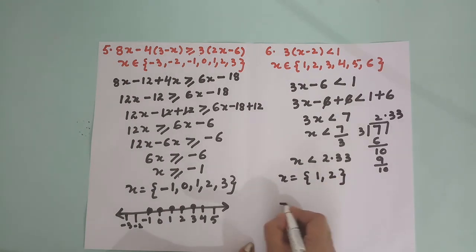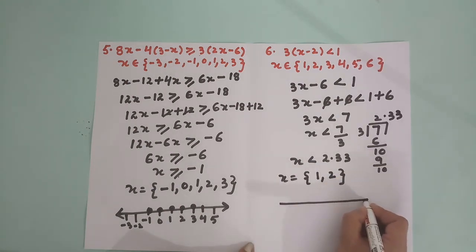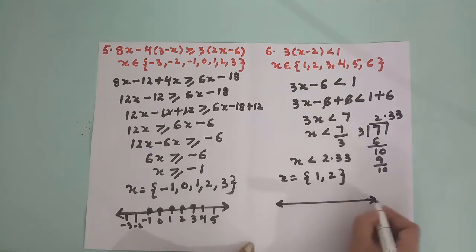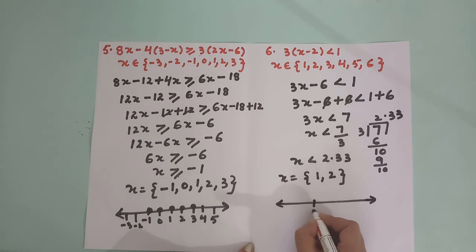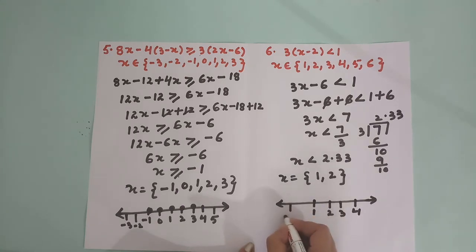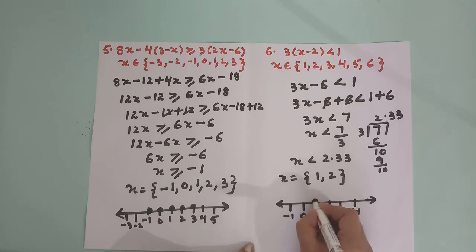Now we are going to represent this on the number line. A line with arrows on both the sides. Write these numbers in the middle. Two more numbers after this, 3 and 4, and two more numbers before this, minus 1 and 0. And then dark circles on 1 and 2. That's it.